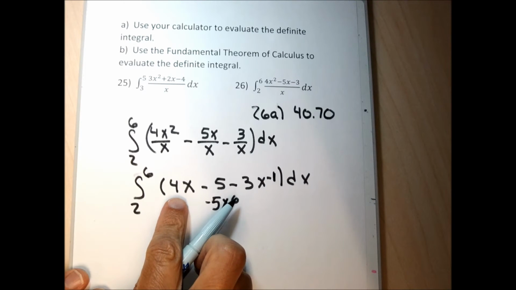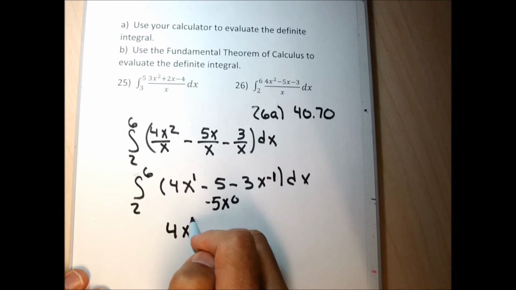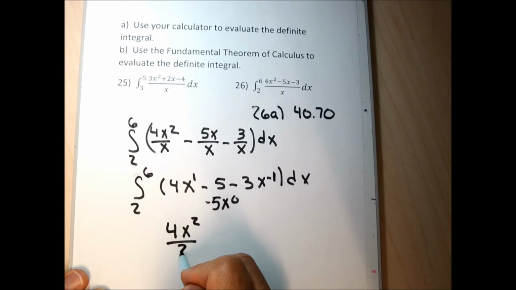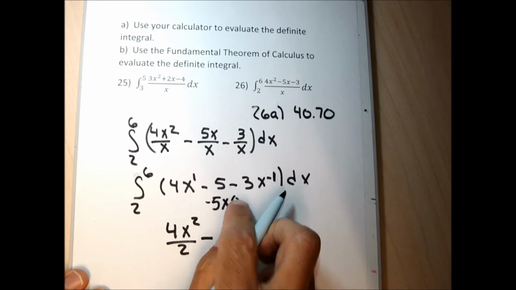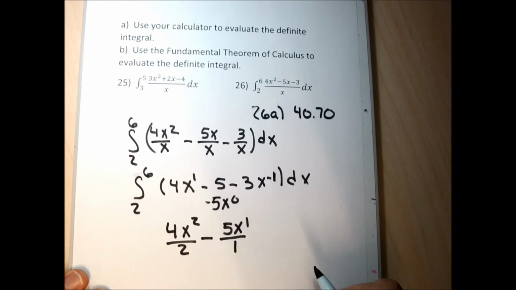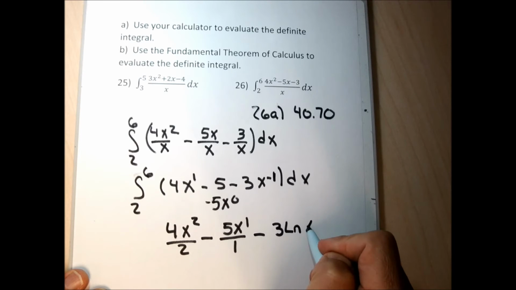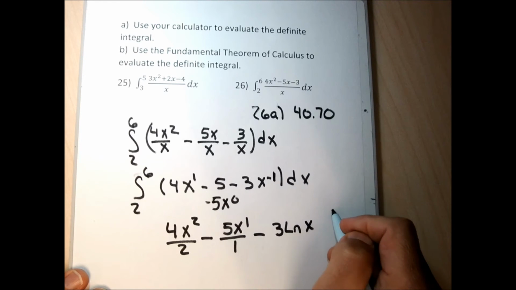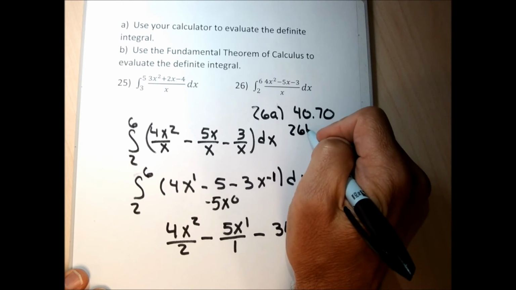Now I'm going to integrate. For this one, I'm going to add 1 to its exponent. Its exponent was 1, so it turns into 2. Divide by 2. Bring down the minus and the 5. I add 1 to the exponent of the x and get 1. Divide by the new exponent, which is 1. Last piece has a natural log, so you get an x to the negative 1, so you get a natural log. This natural log makes it so my 26b is going to be a decimal as well.